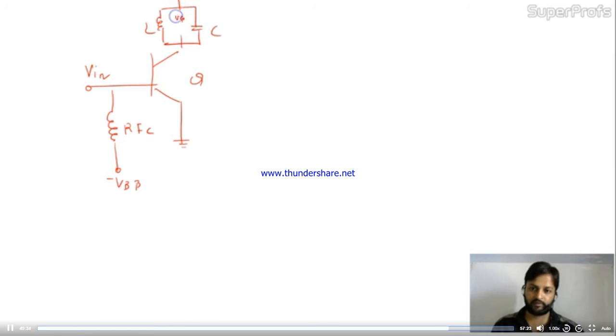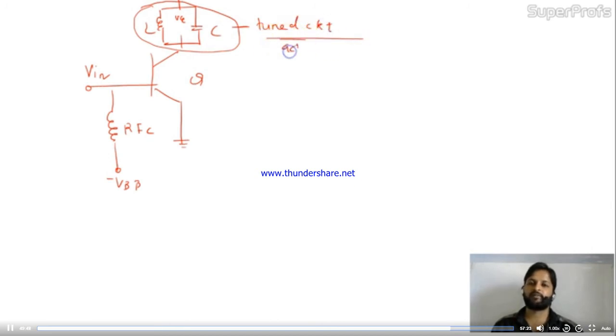This is VCC over here, and this is the tuned circuit. This circuit is the tuned circuit, and it will act as a load.